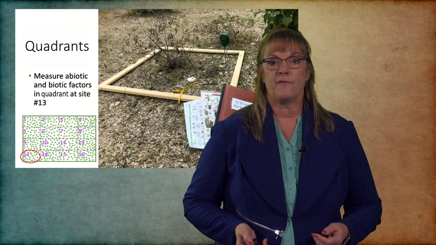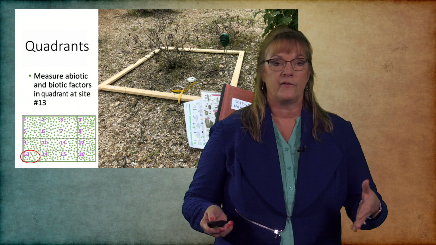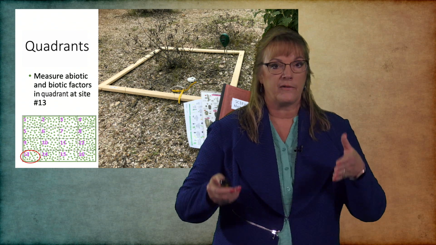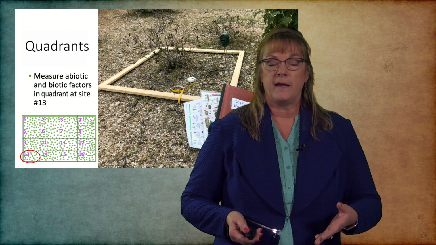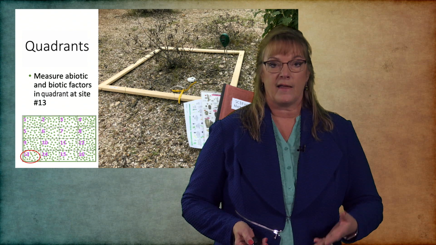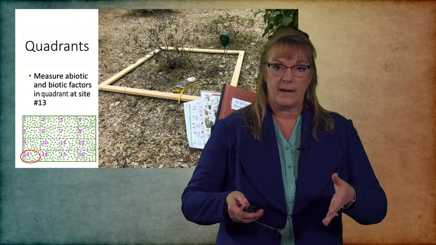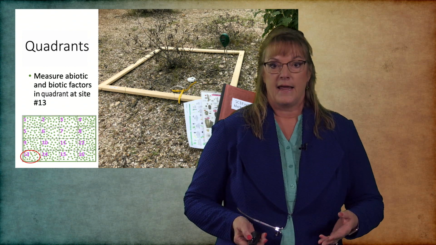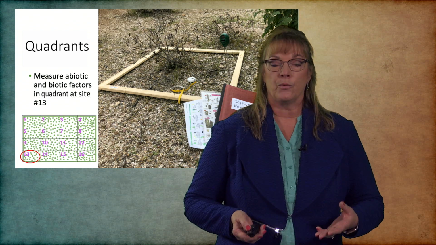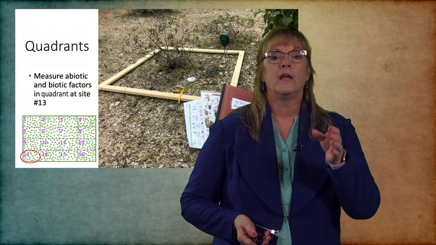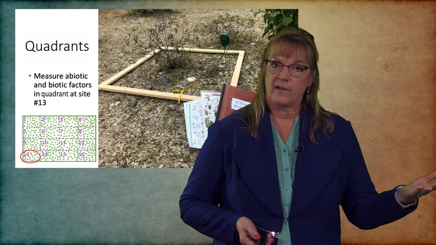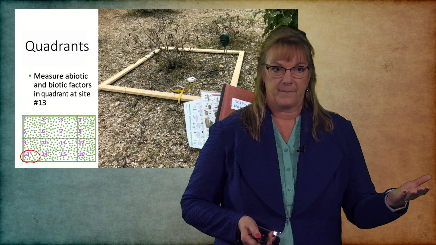Also important is the fact that wherever your quadrant is, you only measure those elements that are inside that frame. A good rule of thumb is if a plant is less than 50% within your frame, it doesn't get counted. You can also look at the root or the base of the plant and if the base is inside your quadrant, you should count it. If it's outside of the quadrant, don't count it.